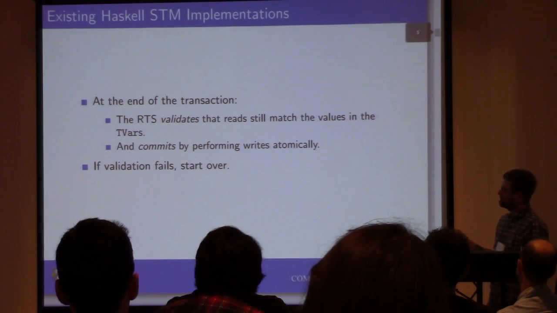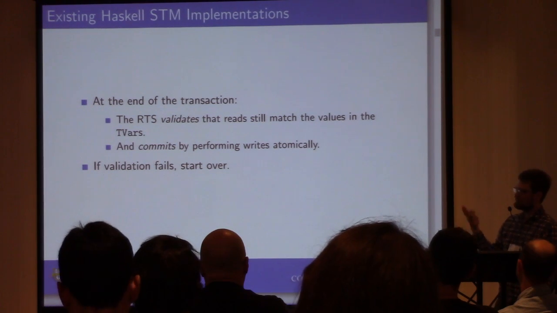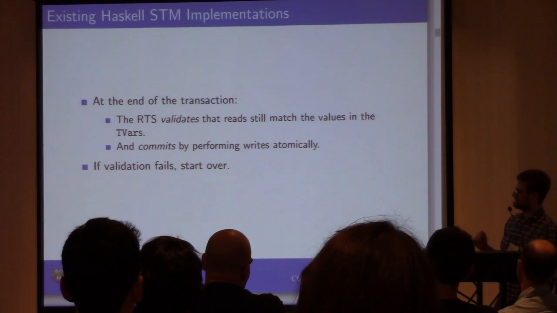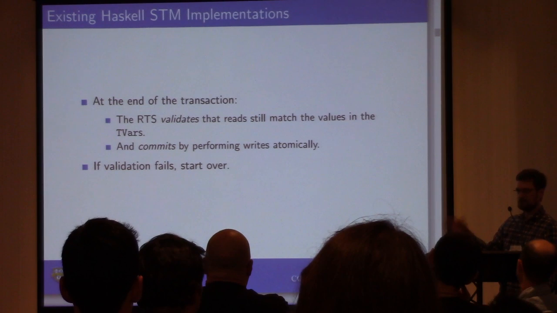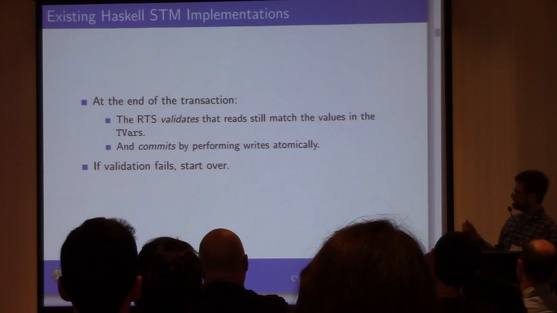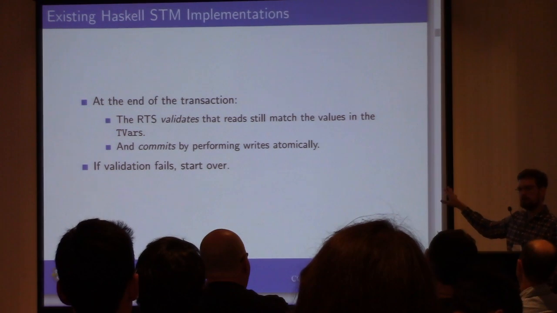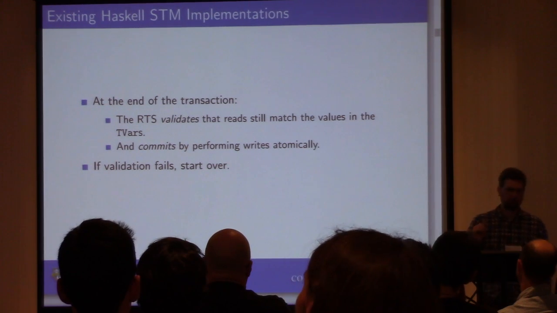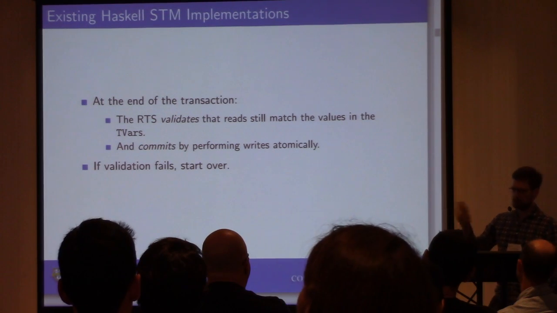Then we have to validate that the assumption held. We check to see whether the state of the world is the state that we expected for this transaction to commit. So there's the validation and the commit that actually performs the update. If the validation fails, we just start over. In this sort of scheme, we don't have to do a lot of work to start over. We just throw away our transactional record and keep going. Please interrupt me if you have any questions about how this works.